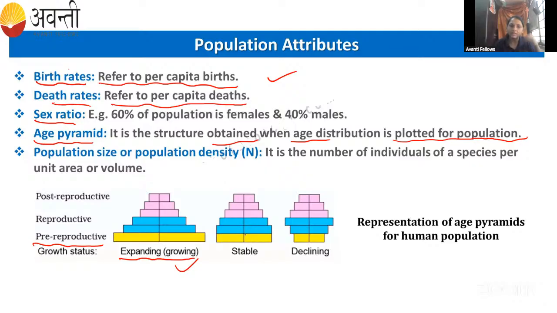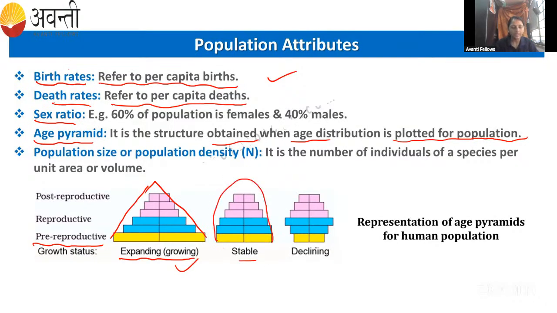Pre-reproductive and the reproductive are equal in size. Here in the expanding, you can see a triangular shape. And in the stable, you can see that pre-reproductive and the reproductive are similar, so that is a bell shape.